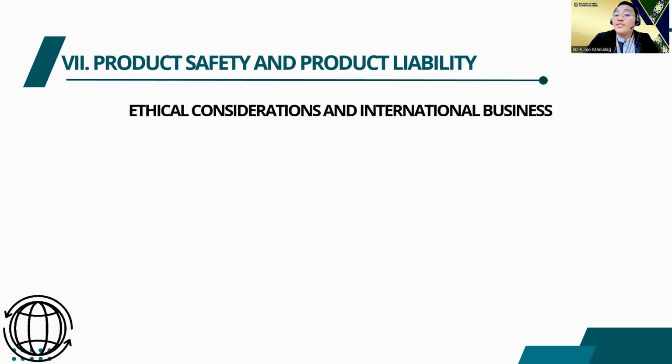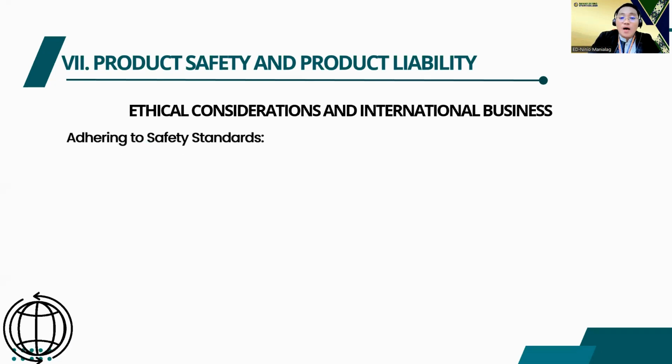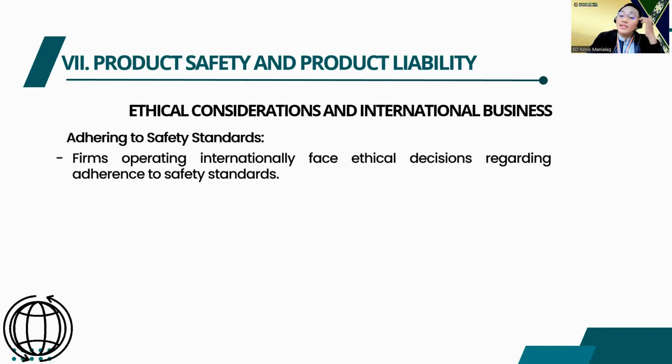Next is the ethical consideration in international business and trade. Now, adhering to safety standards. Firms operating internationally face ethical decisions regarding adherence to safety standards. When product safety laws are tougher in a company's home country than in a foreign market, or when liability laws are more lax abroad, companies must decide whether to follow the more relaxed local standard or adhere to their home country standards.